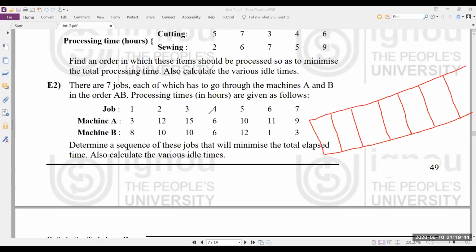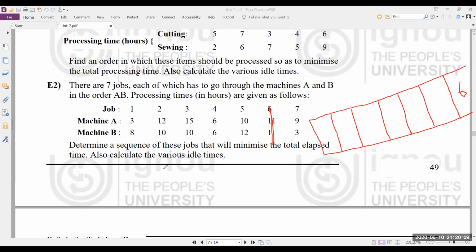Now we go for the minimum time. So what is the minimum time? Can anyone tell? One, which is for machine B. So where do we put Job 6? At the end, in last, and we cancel this one.